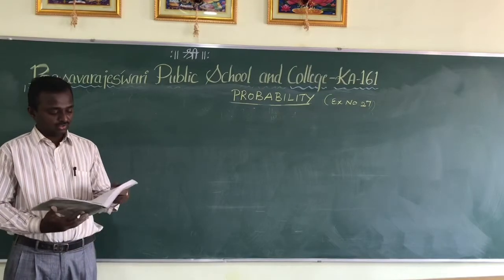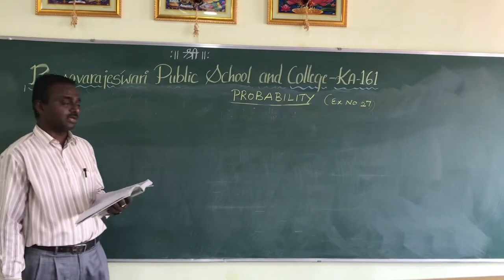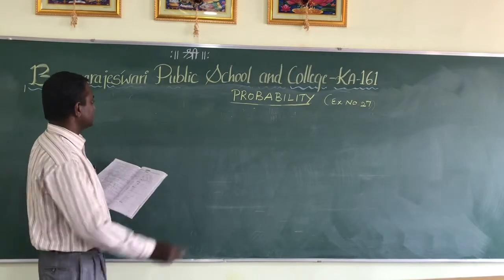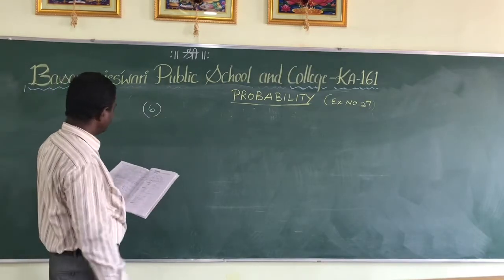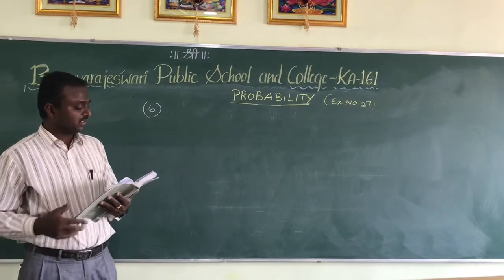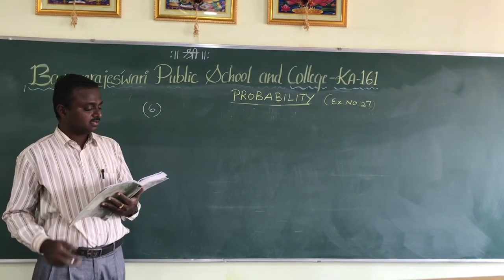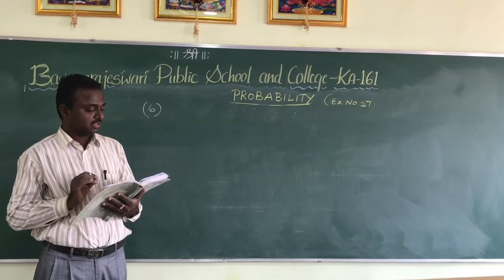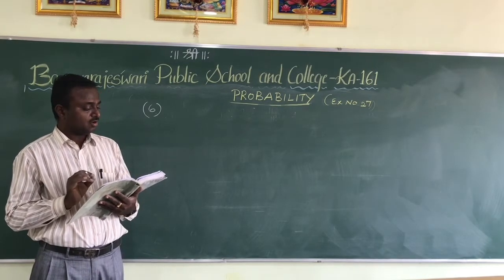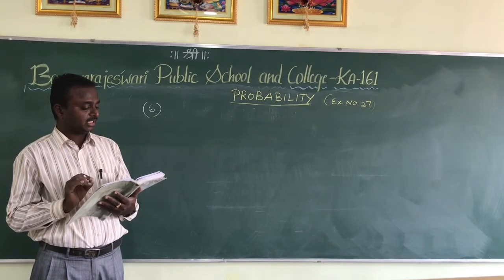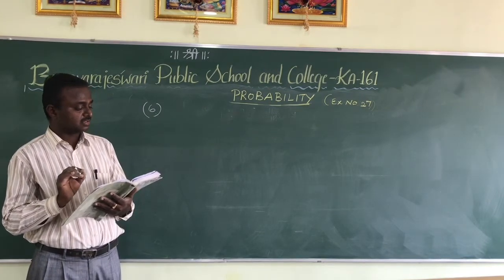Now we'll move on to the next question. The question is based on the objects. Question number 6. It says a box of 160 electrical bulbs contains 12 defective bulbs. One bulb is taken out at random from the box. What is the probability that the bulb drawn is defective?